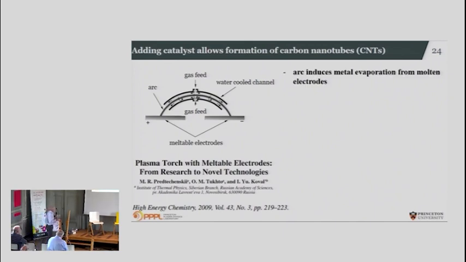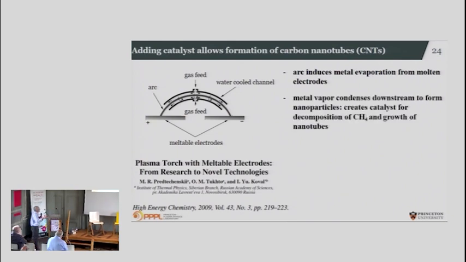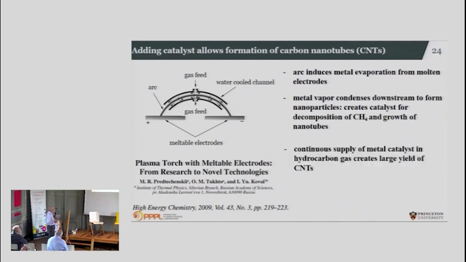And I'll use this example, this Russian company originally out of Novosibirsk, and they spread around the world. They used a plasma, an arc plasma, and the idea is this arc induces metal evaporation from a molten electrode. As the gas then flows downstream, that metal vapor condenses to form nanoparticles of primarily iron, which acts as a catalyst, which will further decompose the methane and induce the growth of the carbon nanotubes. And it provides a continuous supply. So they're reporting on the order of 80 metric tons per year of fiber-grade carbon nanotubes, which I think is the largest in the world right now.